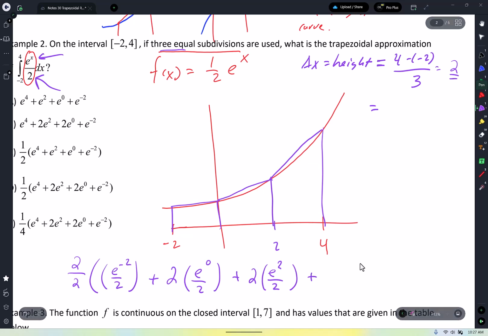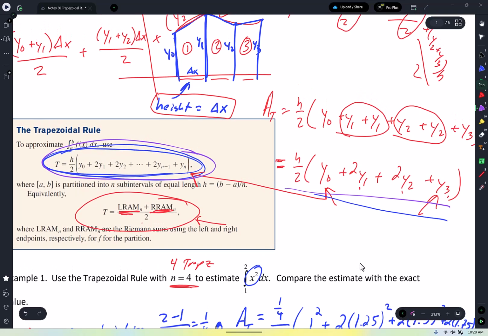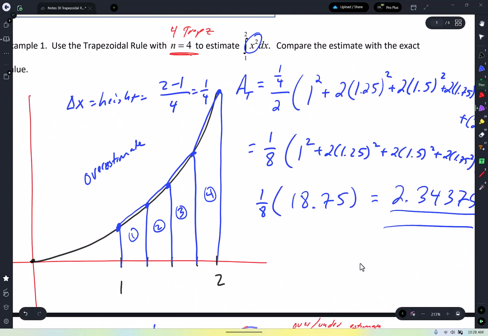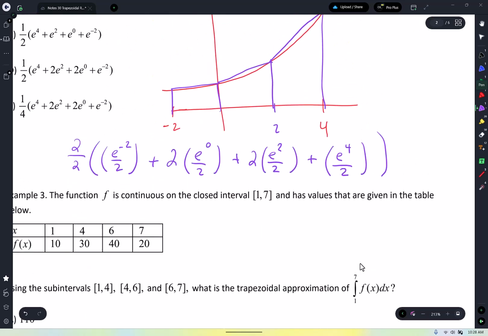Ask me, miss. Are you sure? E to the 4th over 2. I have 3 trapezoids, so I need 4 points: 1, 2, 3, 4. The interior points have a 2 in the front. Where did that come from? From this formula, see? 1, 2, 3, 4. That's all I'm doing.